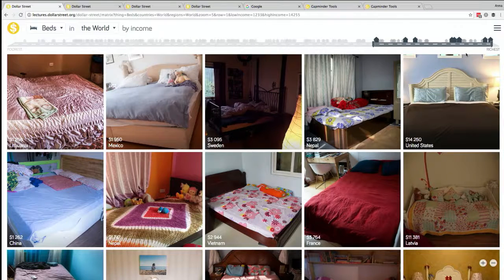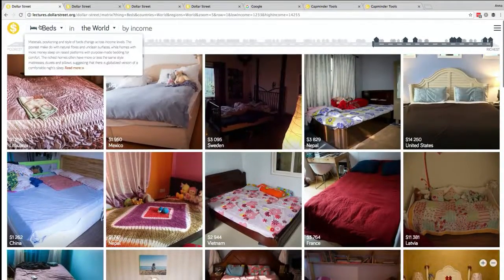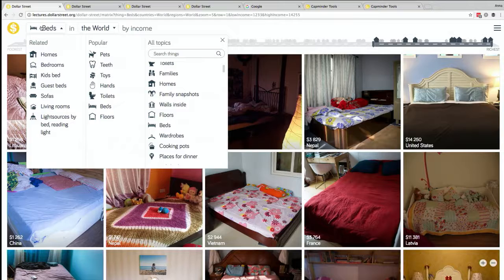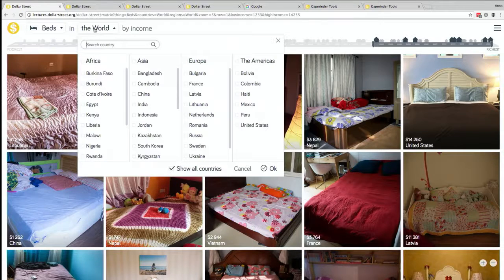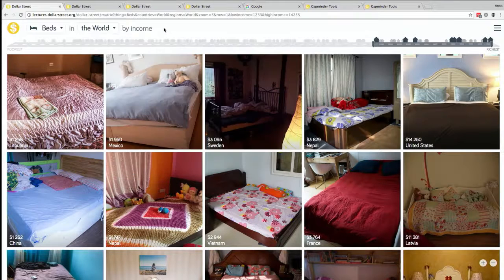And the cool thing, I don't know how well you can see that, but these homes are from so many different places. On the top row: Lithuania, Mexico, Sweden, Nepal, and United States, for instance. And seeing that it looks pretty similar across all these places. And what we can do here, as you saw, we can change and look at all these 135 different items. We can filter by different countries and regions where we have material, and we can filter by income. That is basically the whole idea.